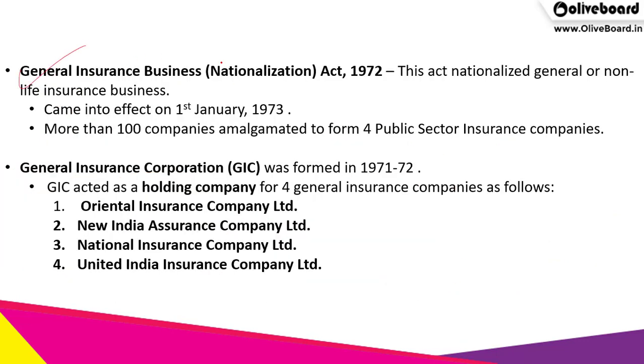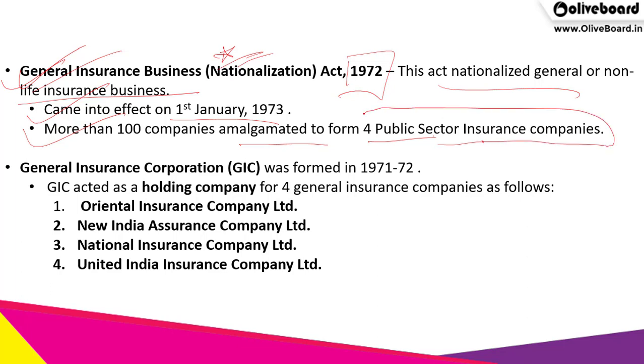Now JIBNA is again very important. Life insurance was nationalized in 1956 through the Life Insurance Corporation Act, and general or non-life insurance was nationalized through JIBNA, the General Insurance Business Nationalization Act 1972. Now in 72, both kinds of insurance businesses were nationalized. It came into effect on 1st January 1973, and more than 100 companies were amalgamated or merged to form 4 public sector insurance companies.